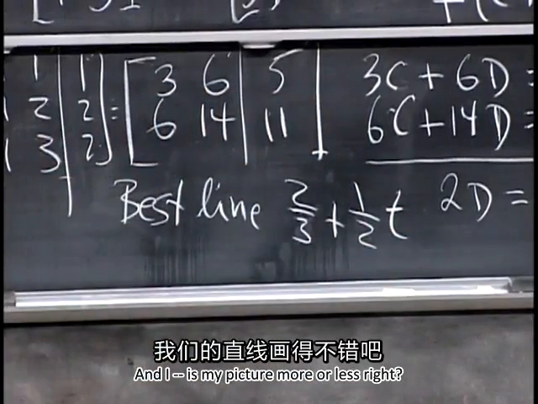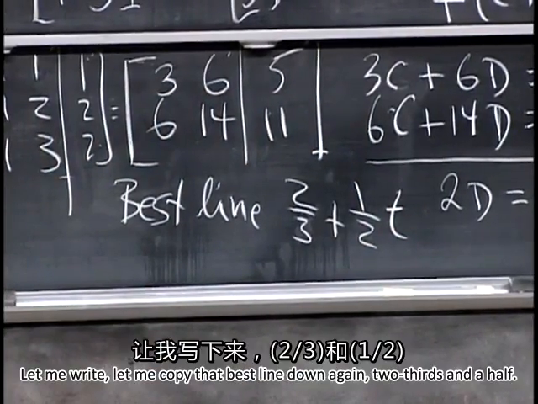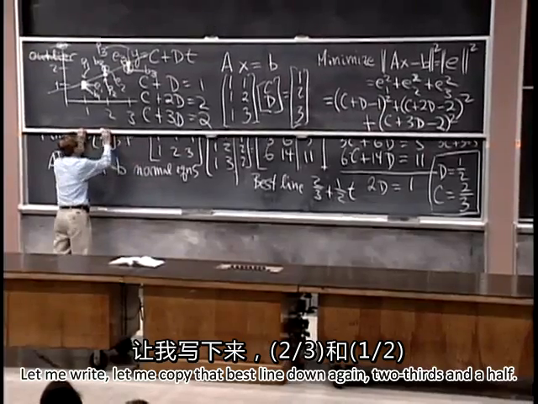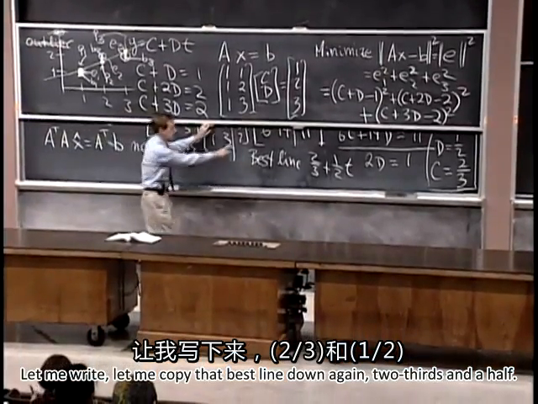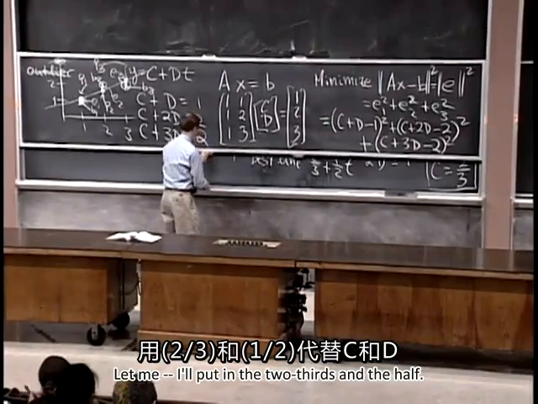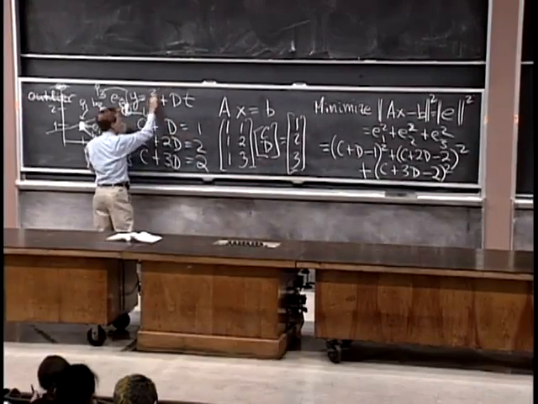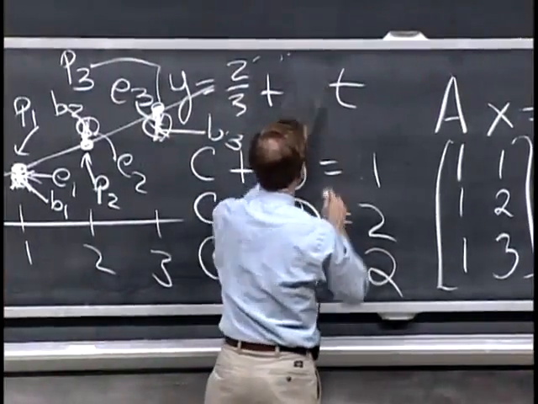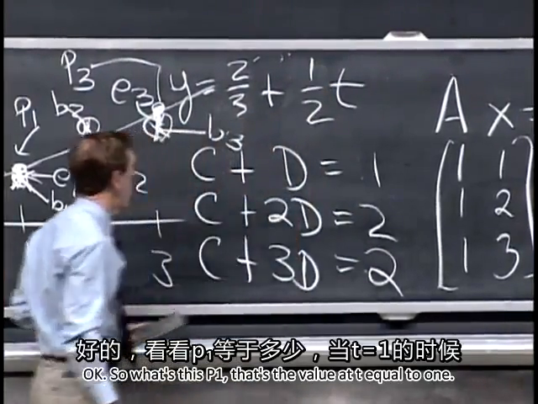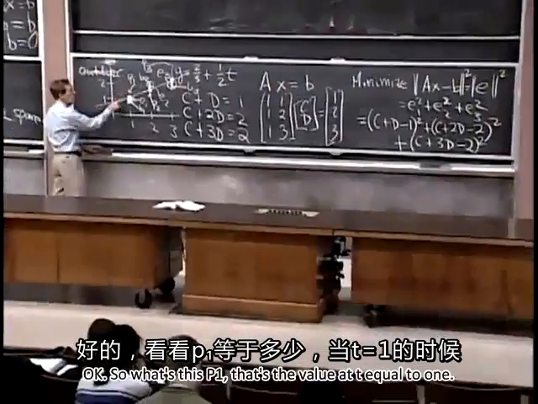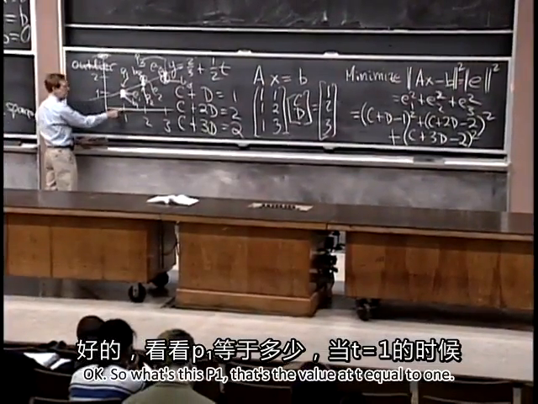And is my picture more or less right? Let me copy that best line down again. 2/3 and 1/2. I'll put in the 2/3 and 1/2. Okay, so what's this P1? That's the value at t equal to 1.